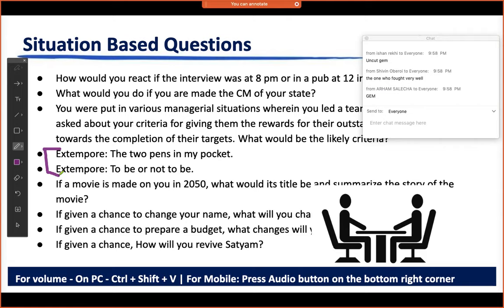If you were to change your name, what would you change and why? Then if I give you a chance to change the budget, what would you change about the budget? Or if you were given a chance, this is an example of any company. Satyam was taken for example. We can take anything, whether it's Nokia, BlackBerry, Kingfisher, whatever it is. So it's trying to see what you would do in the shoes of somebody else.